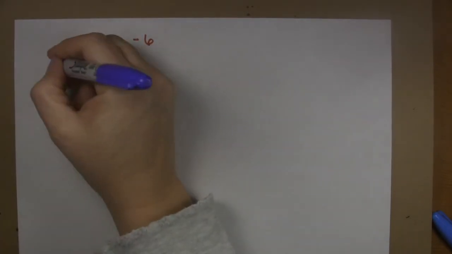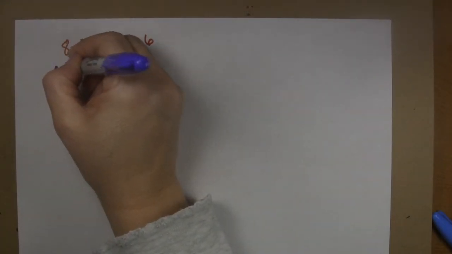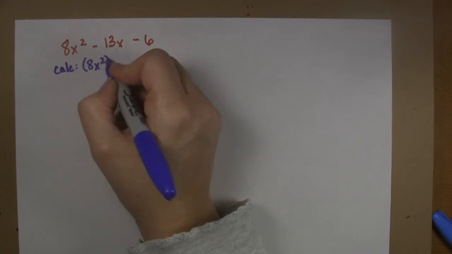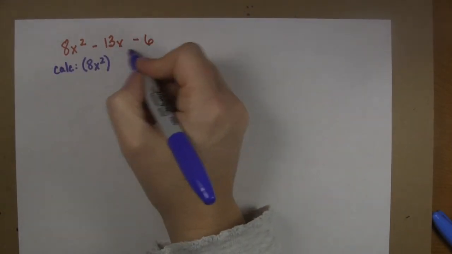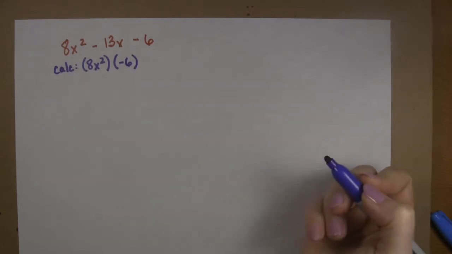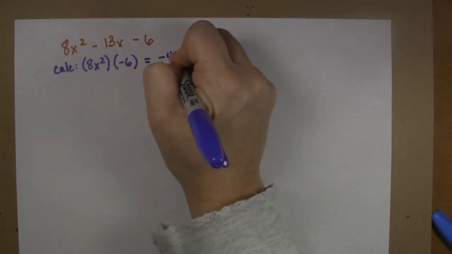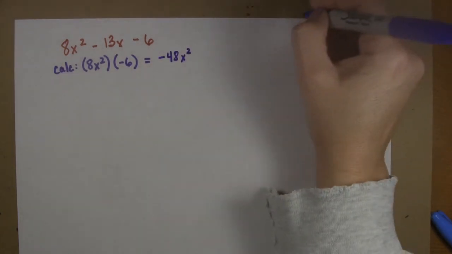All right, so first we look to see if there's anything that we can suck out, and there's not. We have this ugly coefficient here that's going to ruin everything. So we need to do a calculation. Our calculation is to take the first term, which is 8x squared, and multiply it by the last term, which in this case is negative 6. And that will give us a negative 48x squared.